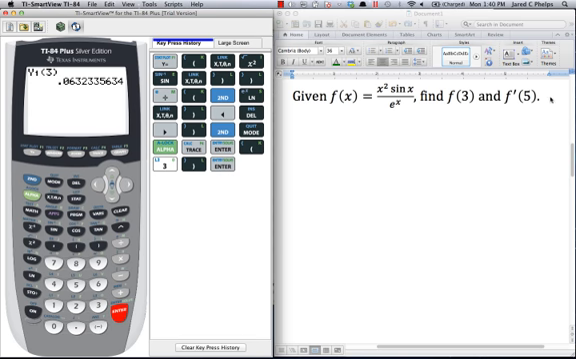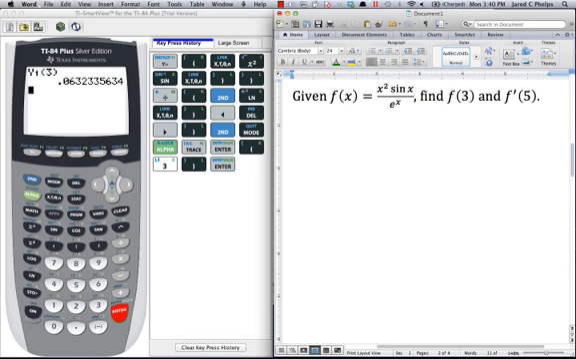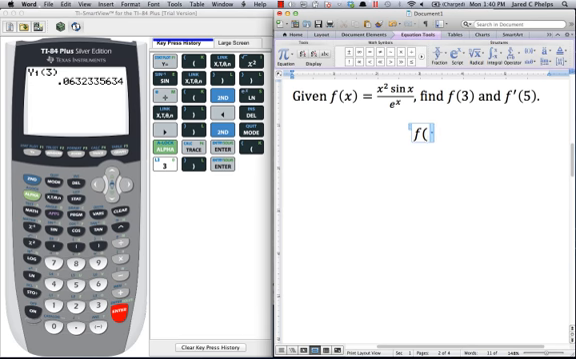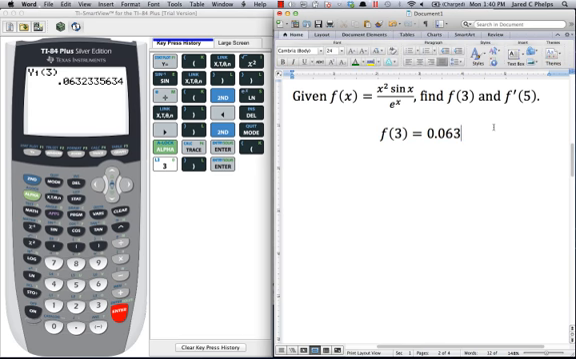And when I do that, it'll come back and tell me, hey, congratulations, we found out that f of 3 was 0.063. For AP purposes, by the way, they want to have at least 3 numbers after the decimal place, so that's the notation that I'm going to be using.